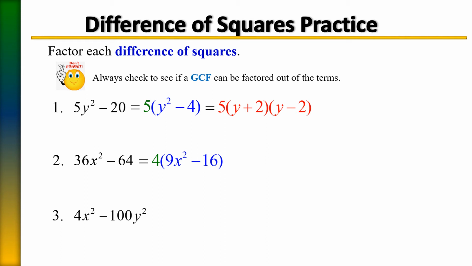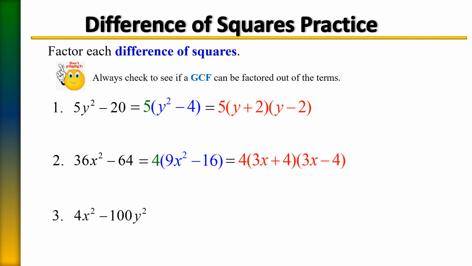And now we can go ahead and factor this difference of square. The square root of 9x squared is 3x. The square root of 16 is 4. So that's going to factor into 3x plus 4, 3x minus 4, with your GCF on the outside. Okay, so remember, with the difference of square, you're always going to have signs that are different, but the factors that are inside will be the same, the numbers that are inside.